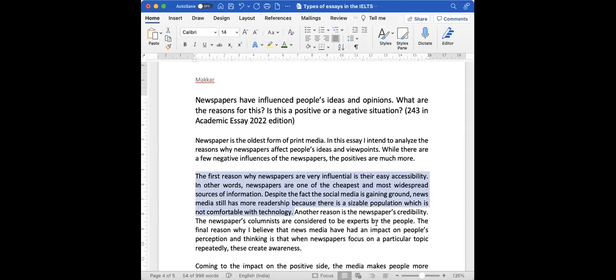Another reason is the newspaper's credibility. अब credibility की बात कर ली. पहला मैंने point किया है most widespread, cheapest, most widespread, credible. Okay, most credible. The newspaper's columnists are considered to be experts by the people. The final reason why I believe that news media have had an impact on people's perception and thinking is that when newspapers focus on a particular topic repeatedly, these create awareness.